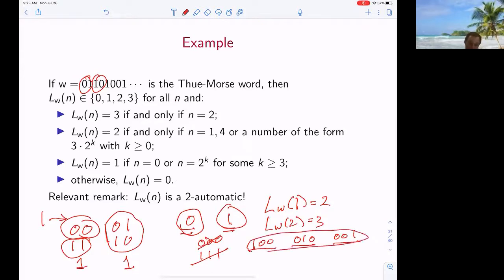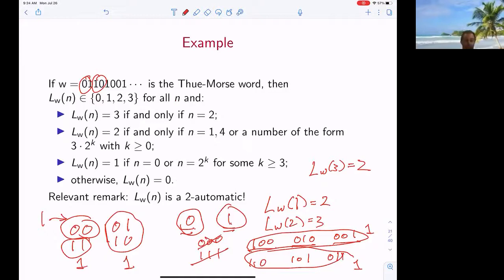So that's contributing 1 to the count. And then there's this class, and all of these are factors. So since everything in the class is a factor, this contributes 1 to the count, and this contributes 1 to the count. So we get LW of 3 is 2. And that's how you get this.